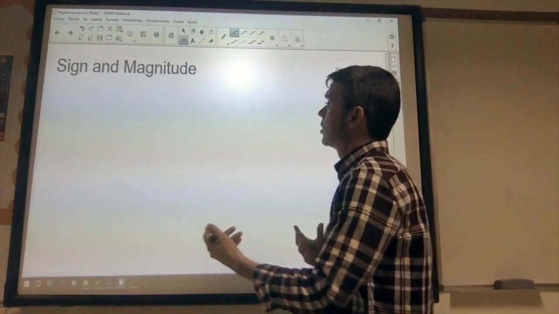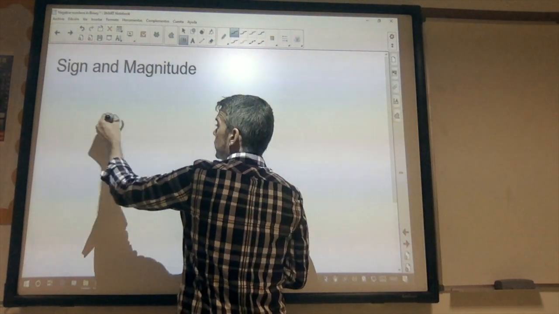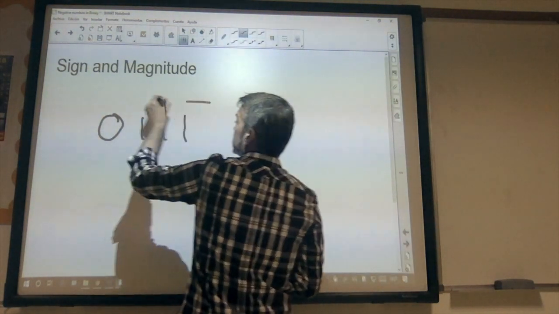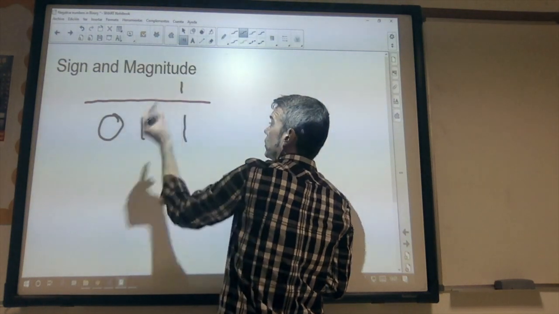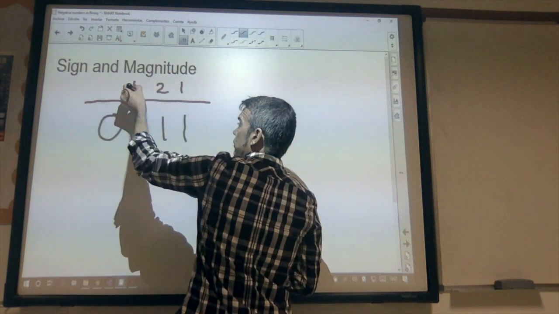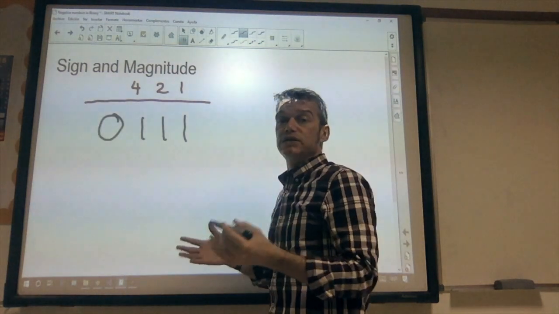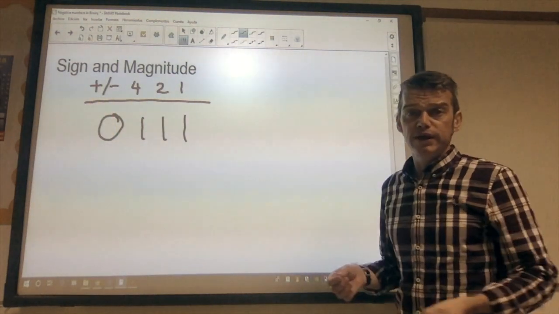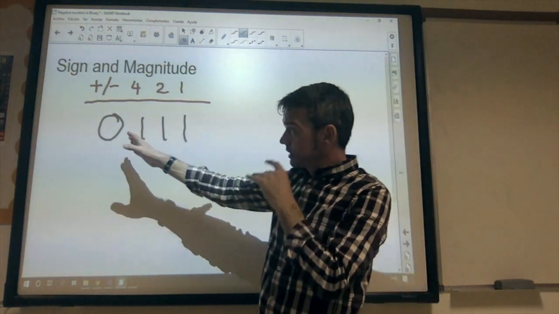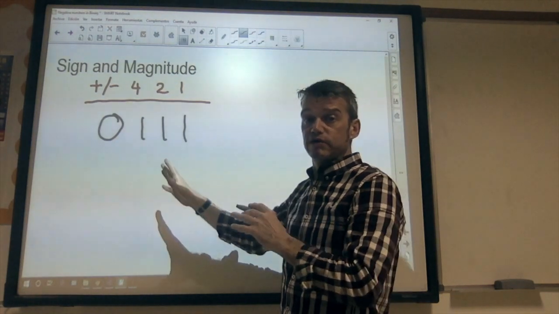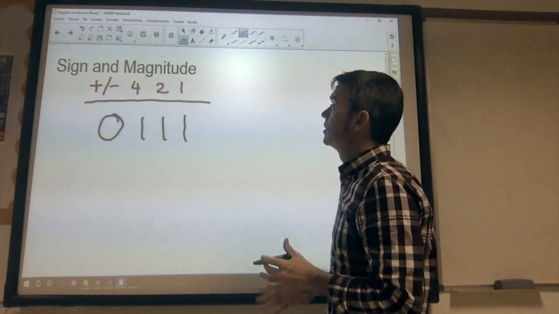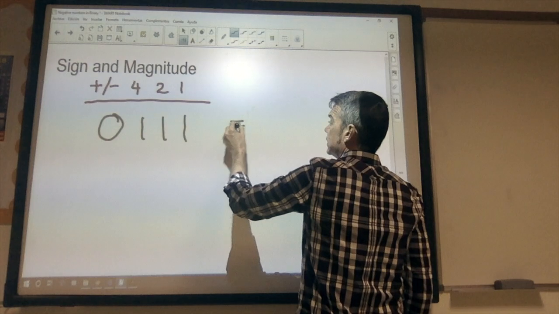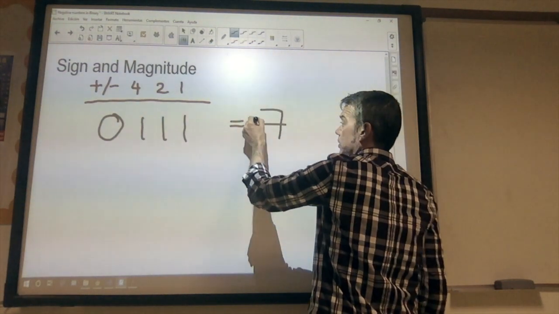So if we look at an example, if I've got the number 0, 1, 1, 1, and we take our column headings as per usual, we've got the 1 column, the 2 column, the 4 column, and the 8 column is going to be our plus or negative symbol. Because this is a 0, and in this system we've decided that 0 will represent the plus sign, a positive number, we have 4 plus 2 plus 1, which gives us 7, and this is of course positive.